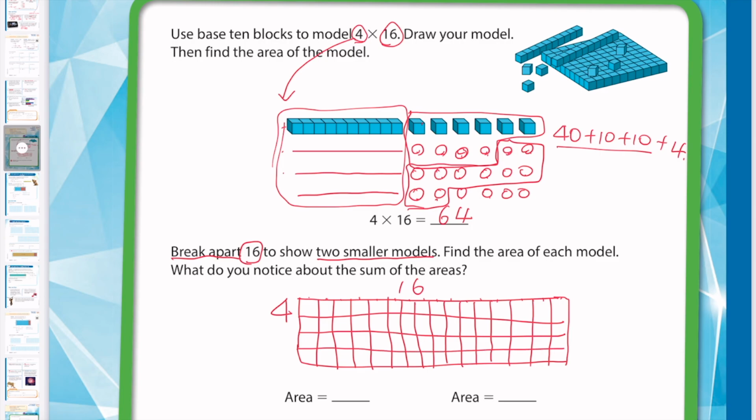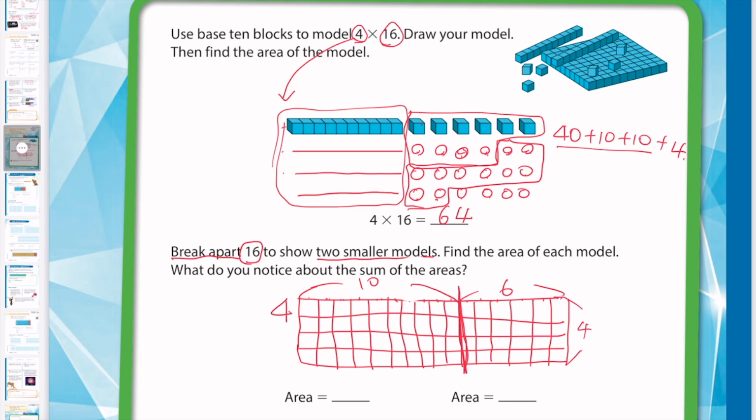All right, so I draw this model, right? It's like an array, right? And now I'm going to split them into what? 4 by 1, 2, 3, 4, 5, 6, 7, 8, 9, 10. Here, I'm going to split them. So that's going to be what? Instead of 16, it's going to become what? 4 by 10, and this is 6. 4 times 10 and 4 times 6.